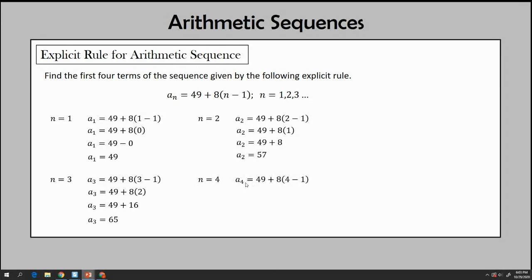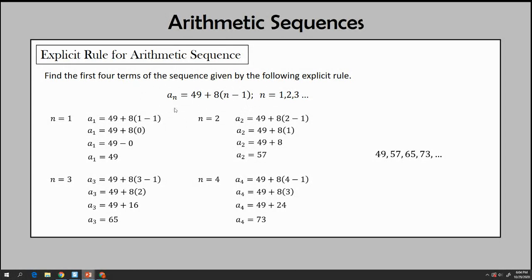n equals 4. Put 4 in place of n. So 4 here, 4 there. 49 plus 8 times 4 minus 1. 49 plus 3 times 8. 49 plus 24, 73. So the first four terms of this sequence are 49, 57, 65, 73. What's the common difference? We're adding 8 every time. What was the first number of the sequence? 49. We can get that right out of the formula.